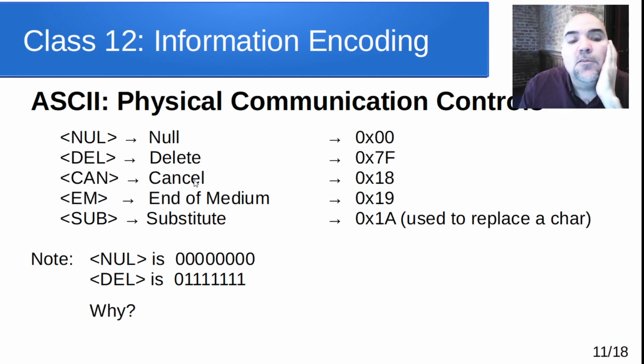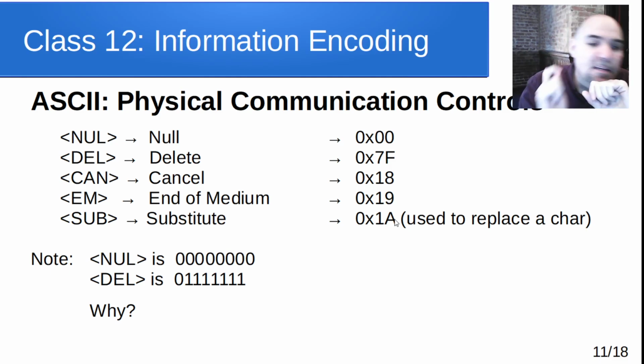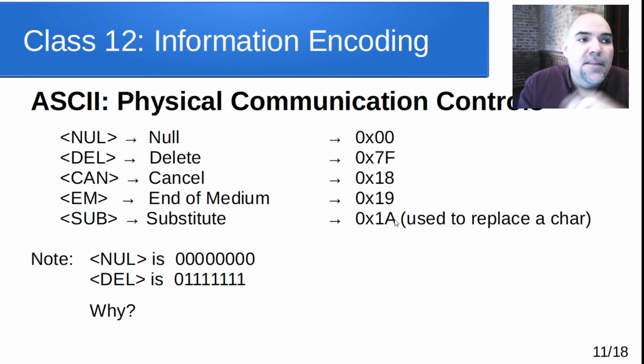There's also a cancel, which is used to say if you start a transmission, you can send that cancel byte and then have it end. And then there's a substitute, which is used to replace a previous character that was sent. Like if the guy put a stone in the pipe and he's like, oh, that was the wrong letter, he might send a substitute and then send another one. And then the guy on the other end would say, oh, this is a substitute. So that previous one, I'll not write that down. I'll write the next one down. An end of medium is used for paper tapes.